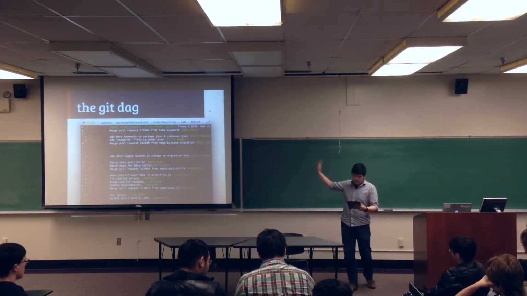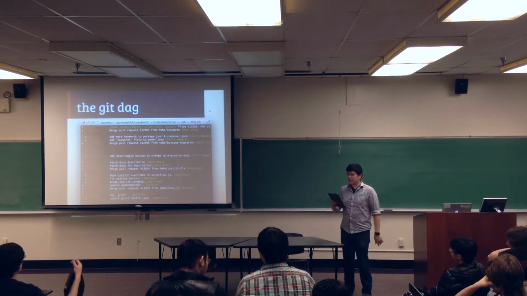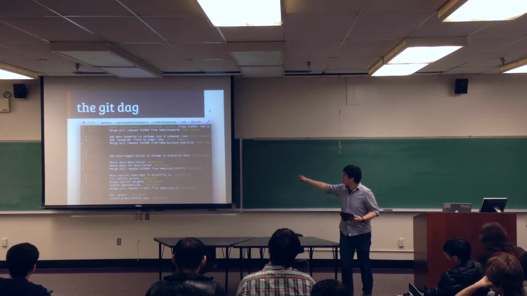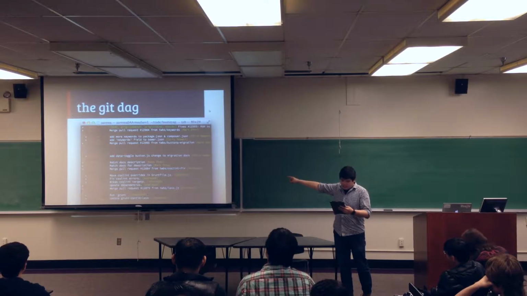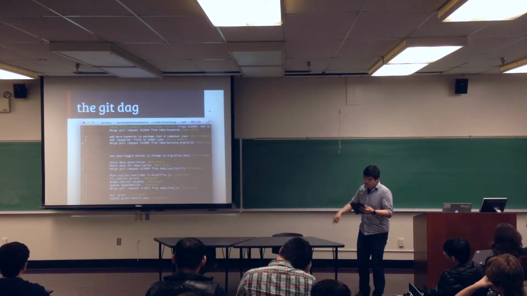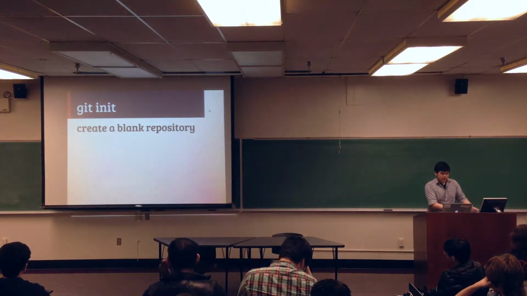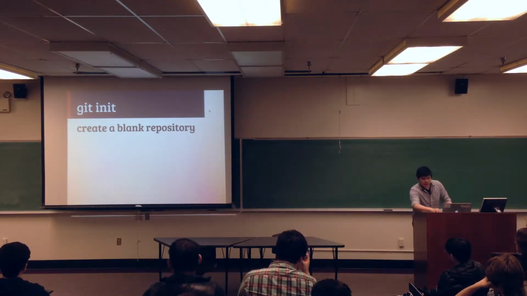So here I have a selected history from the Bootstrap repository. Notice how the latest commit is at the top, and it has a label called head and master, and these are just pointers to commits. So now let's dive into it.